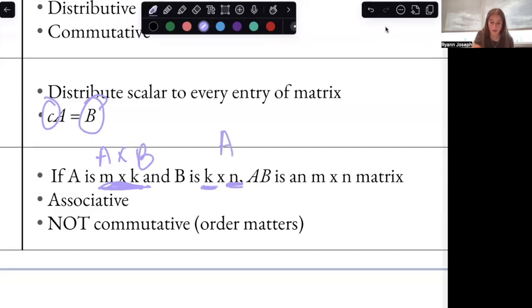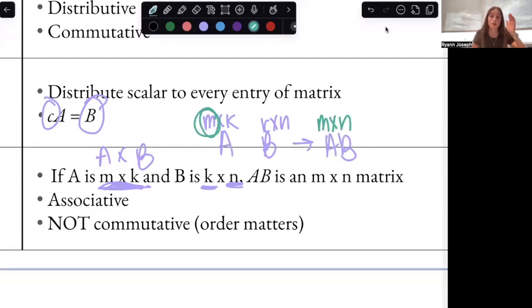So let's say A is an M by K, and B is a K by N. The result, AB, is an M by N because we take the number of rows in the first matrix and the number of columns in the second matrix, and then that defines the size of the new matrix.